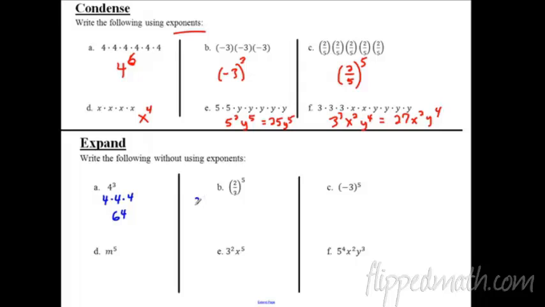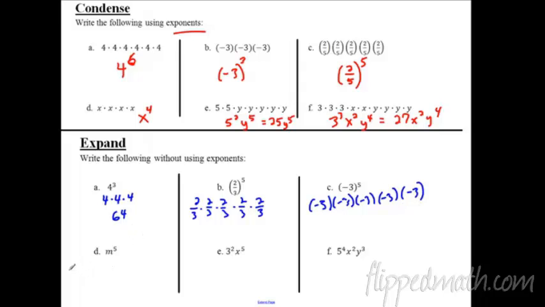How about this? 2/3 again to the 5th. It'll be 2/3 times 2/3 times 2/3 times 2/3 times 2/3. Awesome. And can we do -3? Sure. -3 times -3 times -3 times -3 times -3. Fantastic. You can multiply all the way up, but I just want to expand it.